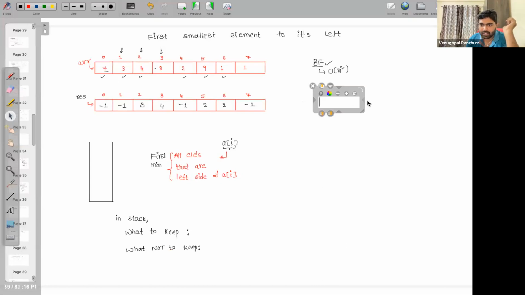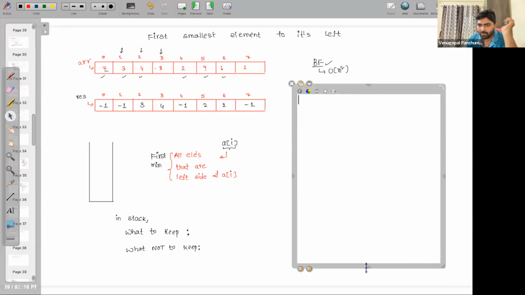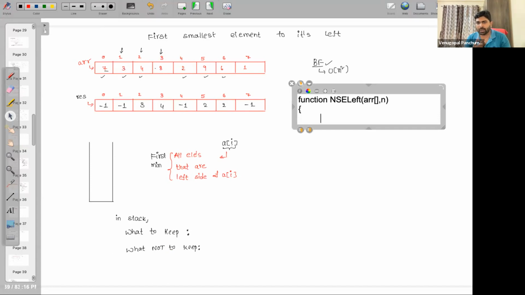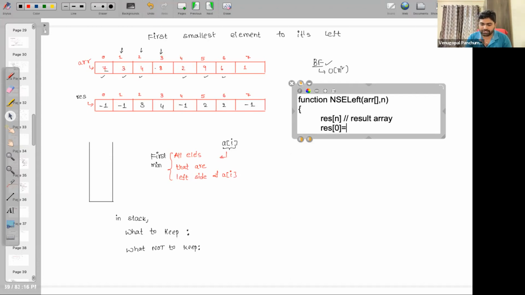But before that, let me complete its code. First, the starting formalities. Let me take a function: nearest smaller element to its left. The input array is given to us along with the number of elements. I'm writing in a general language, so hope you can convert this code into Python. You need to create a result array. Without any second thought, can I put -1 in result of 0? Tell me, friends. For the first element, nothing is present, so obviously -1 you can keep.